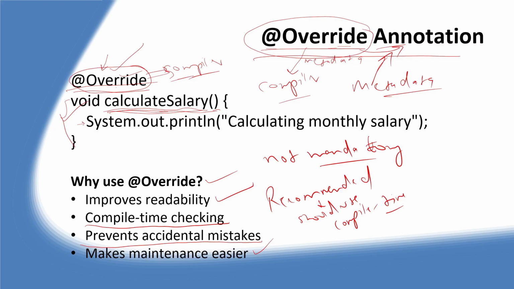Okay. So it is strongly recommended. If you accidentally misspell the method name or change the parameters, Java will immediately report an error. This helps developers to avoid bugs or any issues. So finding them early is good.